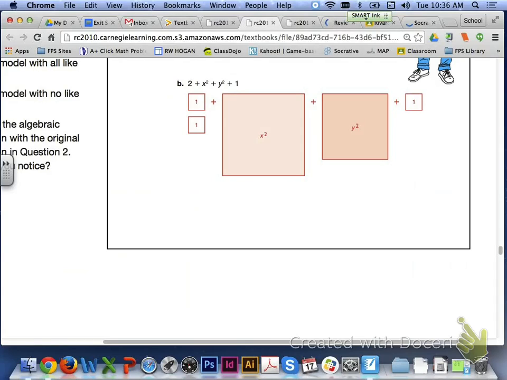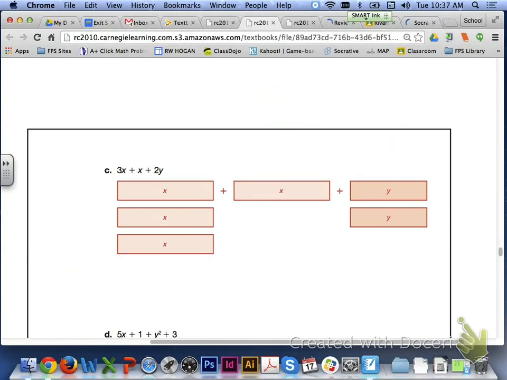Here is what your sketch should look like for letter B. I would have 2 greens representing 2 plus x squared. I would have 1 red plus y squared. I would have 1 blue plus another green for adding 1. For letter C's expression, 3x plus x plus 2y, I would have 3 yellows plus another yellow plus 2 oranges.